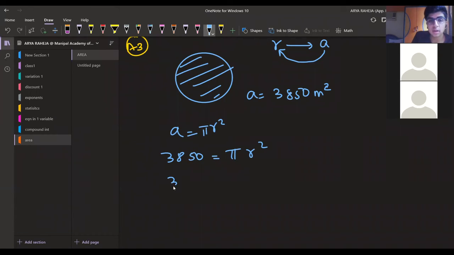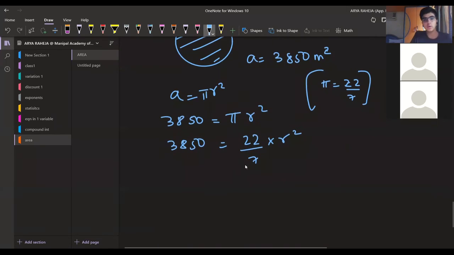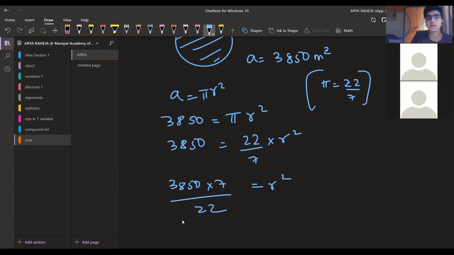Radius is unknown. So therefore 3850 is equal to, and pi का value is what? Pi is equal to 22 upon 7. Yeah, correct. 22 upon 7 into r square. So now the 7 will go up and the 22 will come down. So this becomes 3850 into 7 upon 22 is equal to r square. ठीक है, अभी इसका कैलकुलेशन जल्दी कर लो.